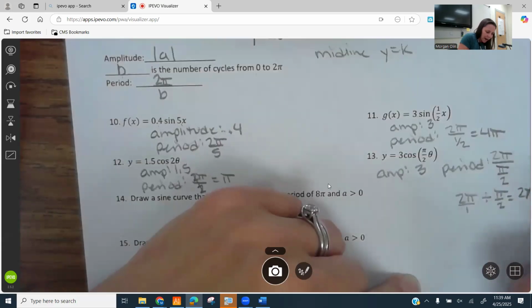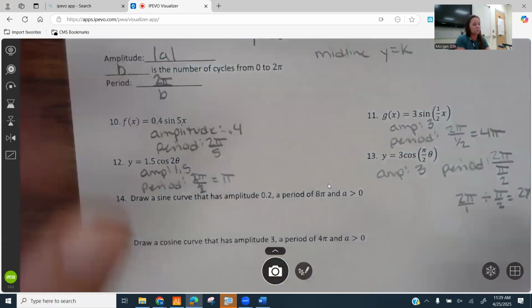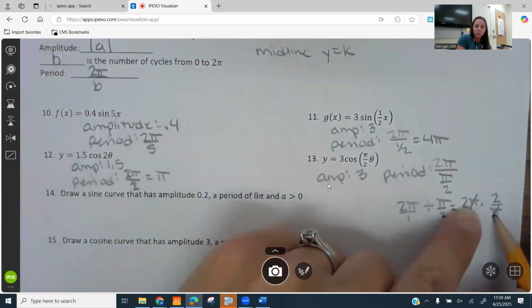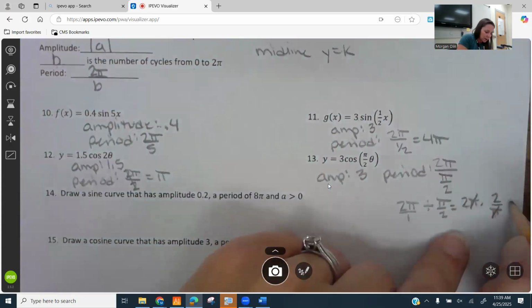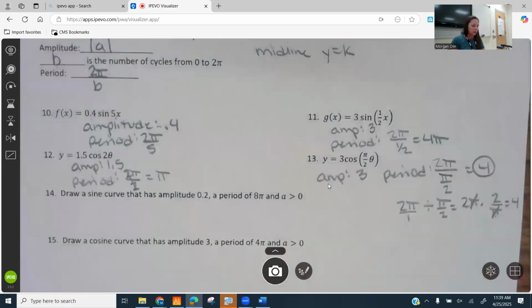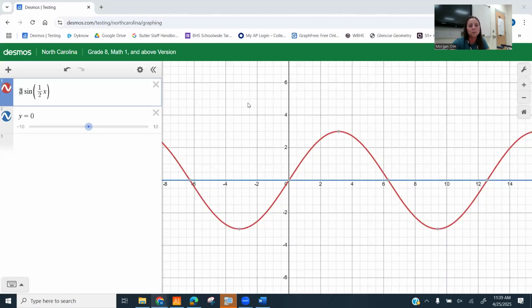Do you notice how the pi's are going to cancel out right there? The pi's cancel out right here, and you're left with 2 times 2, which is 4. So our period is actually 4 here. Now if you're like, that is really, really complicated, then go to Desmos.